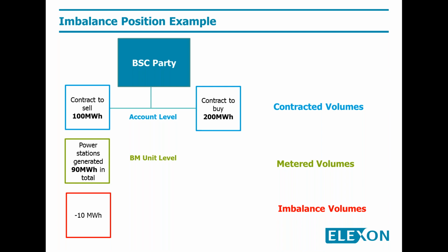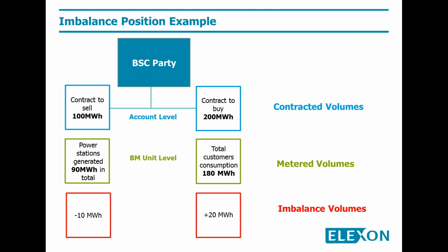However, on their consumption account, they've contracted to buy 200 megawatt hours. Their total customer consumption was only 180 megawatt hours, and therefore they have an imbalance volume, a surplus of 20 megawatt hours. Now, as I mentioned earlier, we only settle at BSC party level, so their net imbalance will be plus 10 megawatt hours. So that will be their imbalance volume.